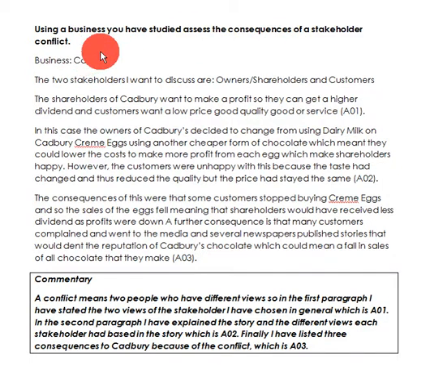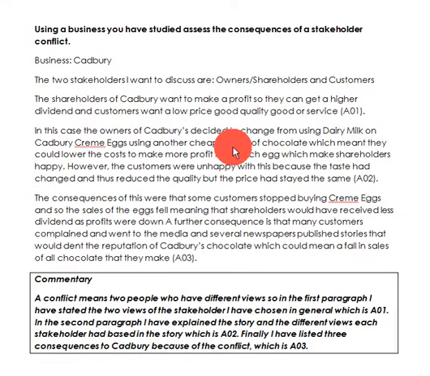So the business we studied was Cadbury, and the first paragraph is: in general, what do shareholders and customers want? Because those are the two stakeholders we're talking about. So I've talked about in general here what they want, not applied it to Cadbury, just in general. That gets our AO1 knowledge marks.